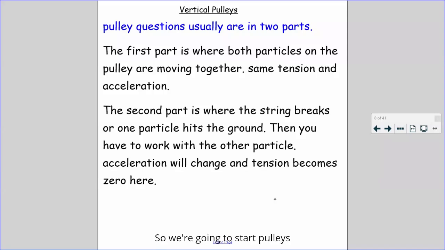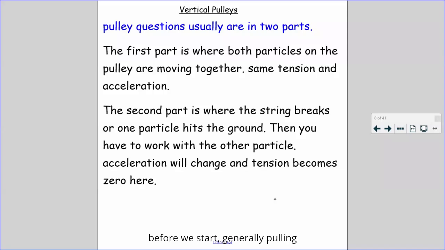So we're gonna start pulleys, right? Now, this is arguably one of the most difficult topics in the course. That's why I've divided it into a few different parts so that we can break it down, do it slowly, focus on some important things, and make sure you understand the concept well.